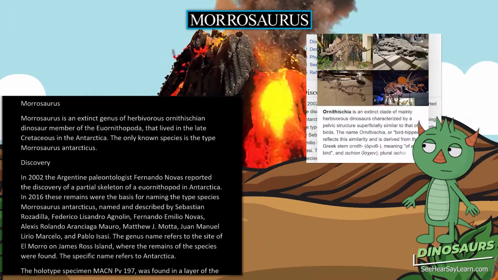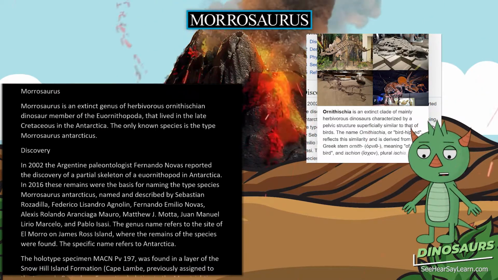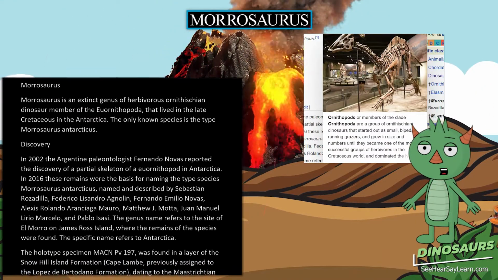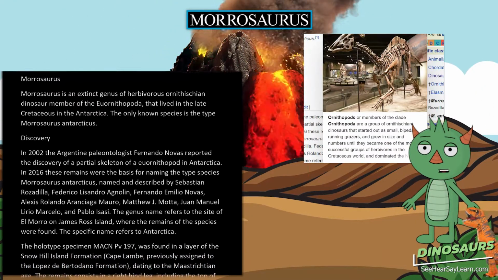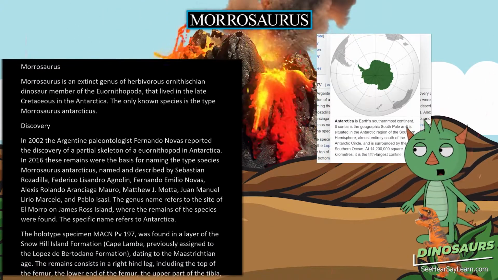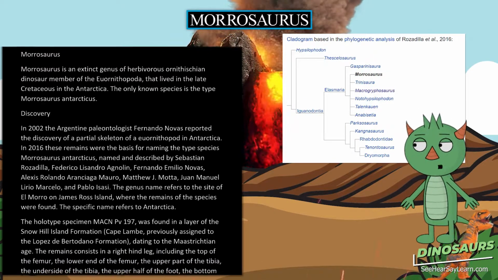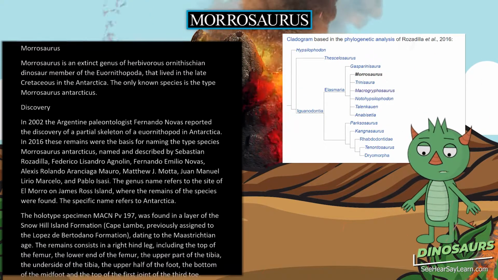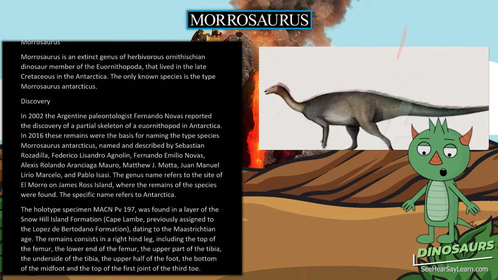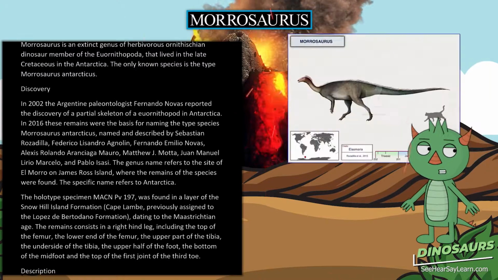Discovery. In 2002, the Argentine paleontologist Fernando Novas reported the discovery of a partial skeleton of a Euornithopoda in Antarctica. In 2016, these remains were the basis for naming the type species Morrosaurus antarcticus, named and described by Sebastian Rosadilla, Federico Lisandro Agnolin, Fernando Emilio Novas, Alexis Rolando Aranciaga Rolando, Matthew J. Motta, Juan Manuel Lirio, Marcelo Isasi, and Pablo Isasi.